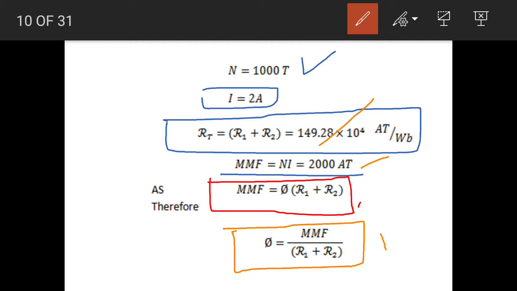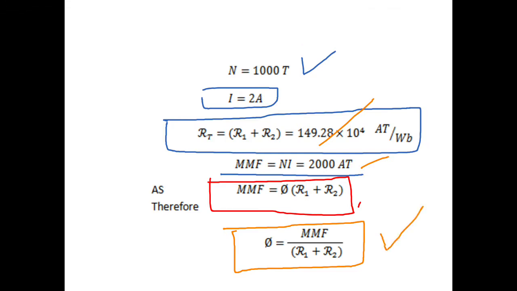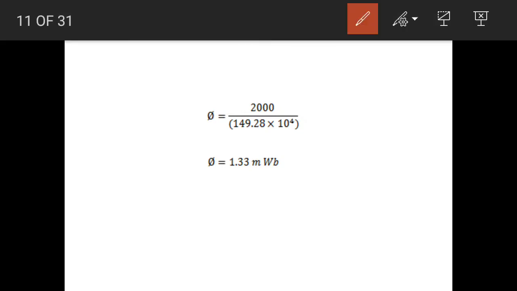So we put the values in the last equation of this particular slide, and we obtain the magnetic flux. We know that MMF is 2000 ampere turns, and the total reluctance of the circuit is 149.28 into 10 raised to power 4 ampere turn per Weber. If we simplify this equation, the magnetic flux in this series magnetic circuit turns out to be 1.33 milliweber. So this was a simple numerical example on the series magnetic circuit.